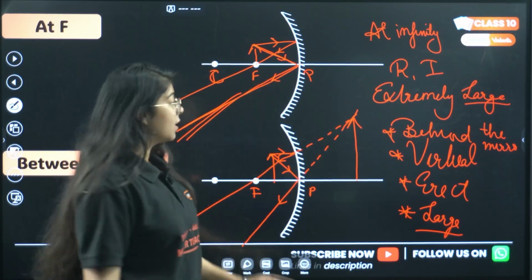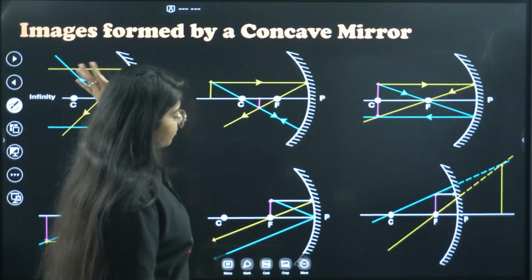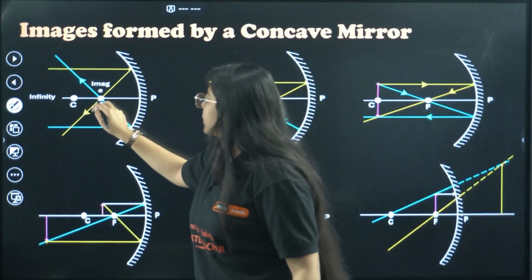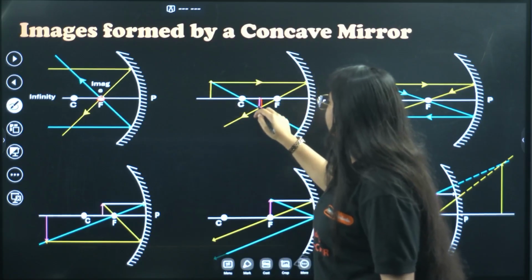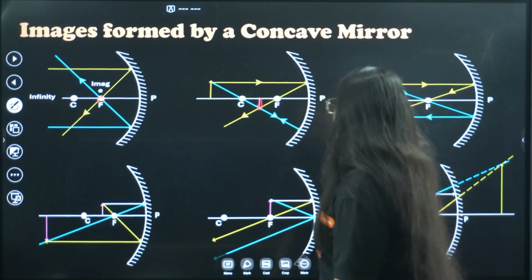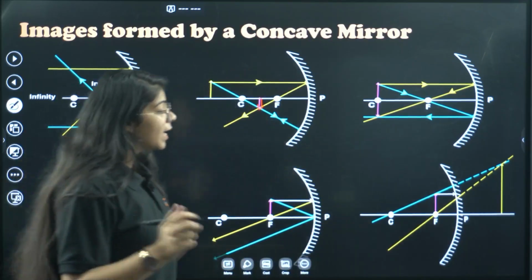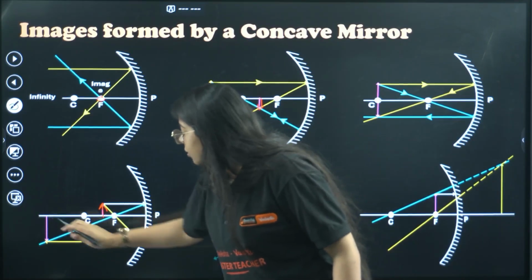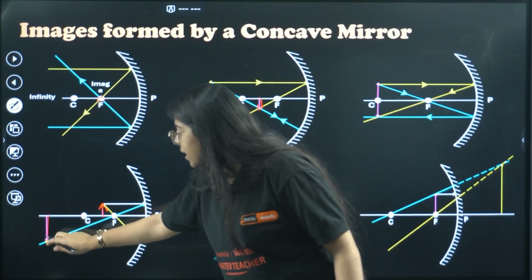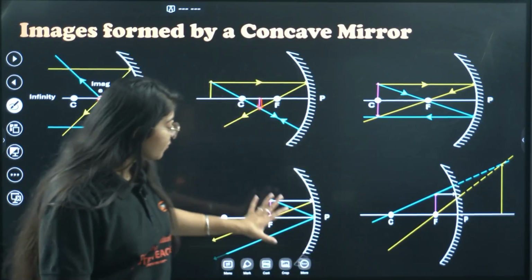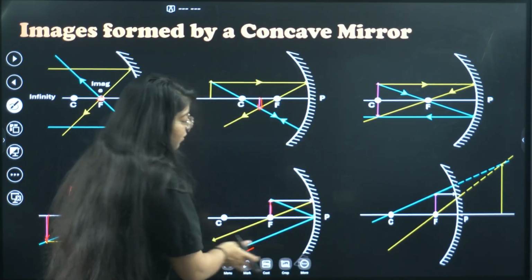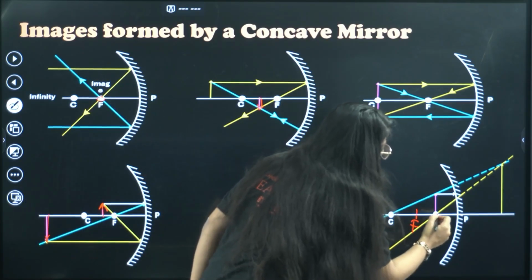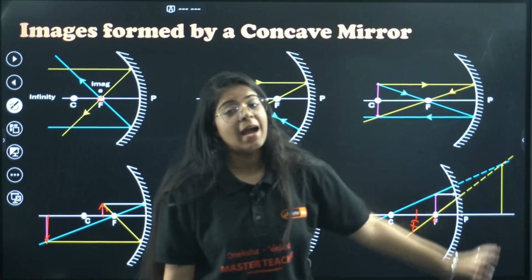Now you're done with the concave mirror. Let's move on to the convex mirror. This is your summary. For the concave mirror, when the object is at infinity, the image is at focus. Beyond C, the image is between C and F. At C, the image is at C again. If my object is between C and F, my image is beyond C and it's large. If the object is at focus, my image is at infinity. Between focus and pole, the image is virtual, erect and large.